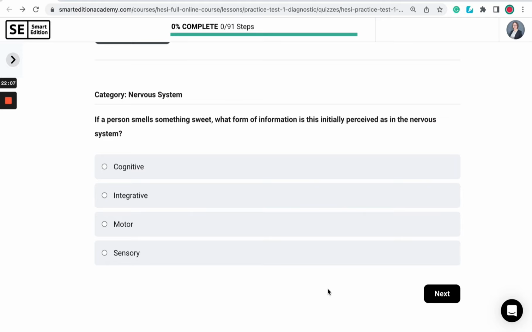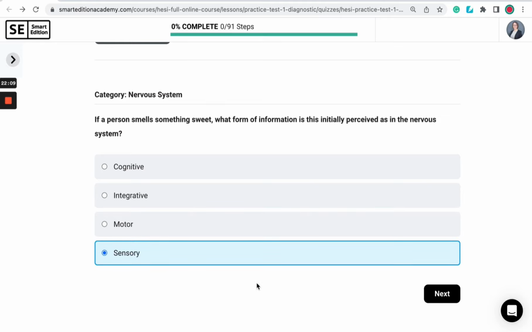So the correct answer here is sensory. So the sensory nerve is the nerve that carries sensory signals from the external environment to the brain. So your sensory information is smells, as well as sight, sound, taste, and touch.